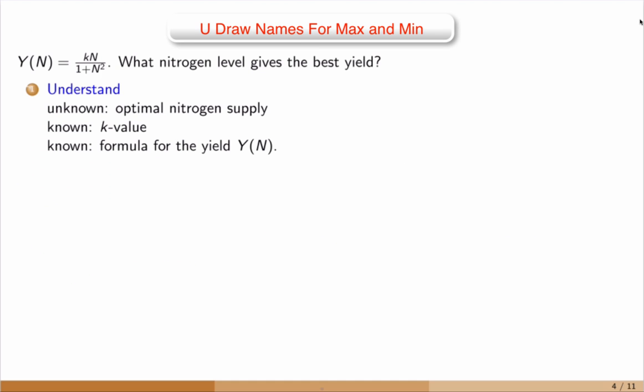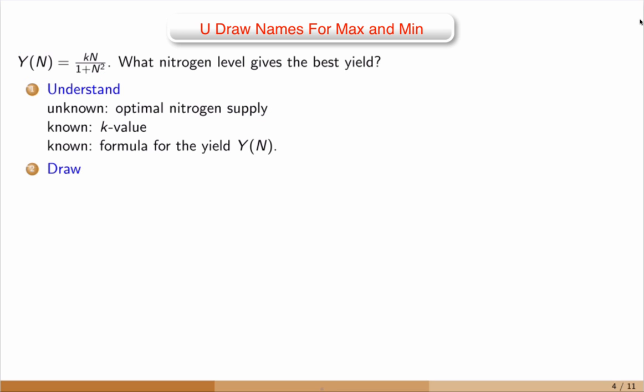I wrote down the formula again. So the first step was U, so understand. So the unknown is the optimal nitrogen supply, very clearly given in the problem. What we know is the K value. Now, there's no value given. It's not said K is 2 or K is 4. It just said K is specific to the crop. But we can assume that the farmer knows what K is for a given crop. So K value is known. And then the formula for the yield is explicitly given as written above, right here. So we know Y of N as well.